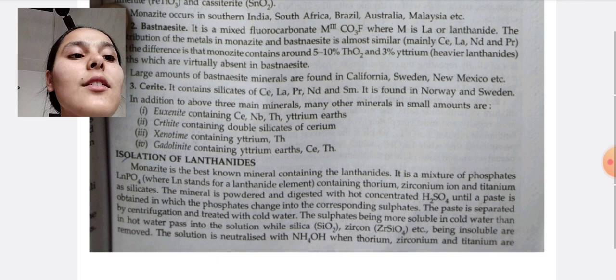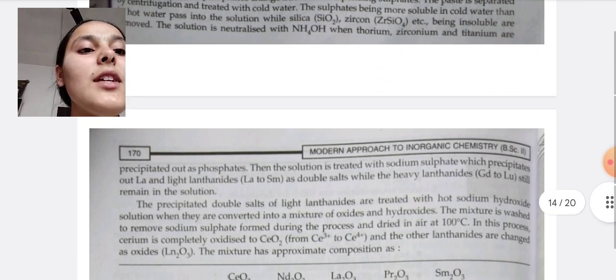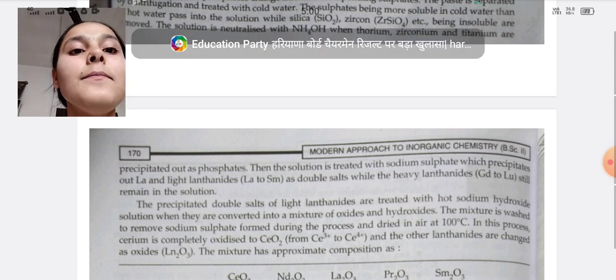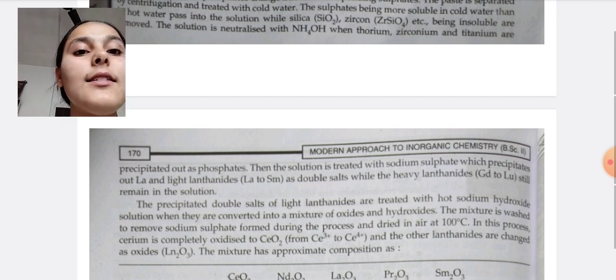being insoluble are removed. The solution is neutralized with NH4OH, when thorium, zirconium, and titanium are precipitated out as phosphates. Then the solution is treated with sodium sulfate, which precipitates out La and the light lanthanides as double salts, while the heavy lanthanides still remain in the solution.